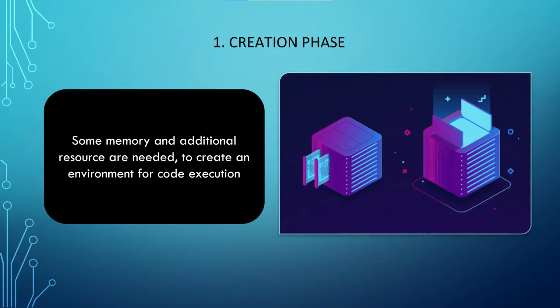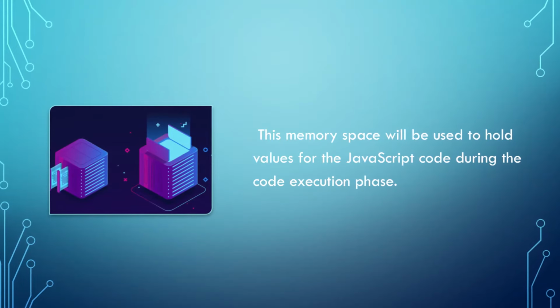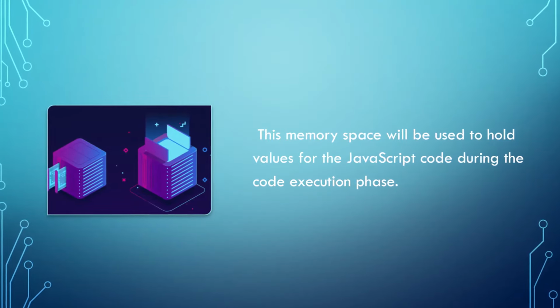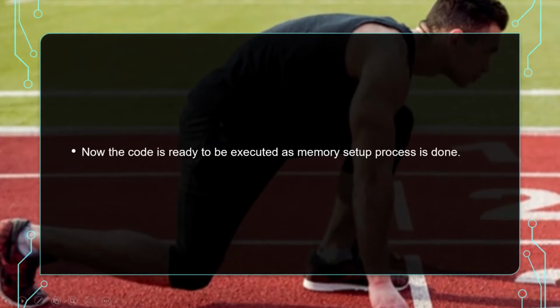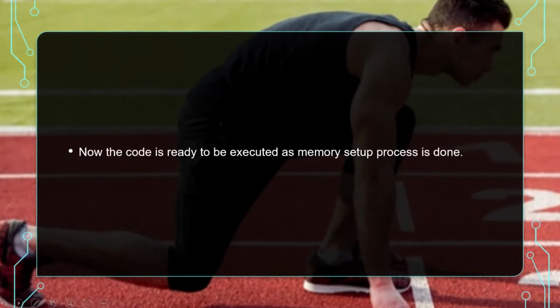In the first step, code reading is done, and the JavaScript engine sets up the memory space according to the code reading outcomes. This memory space will be used to hold values for the JavaScript code during the code execution, that is the second step. Now the code is ready to be executed as the memory setup process is done.